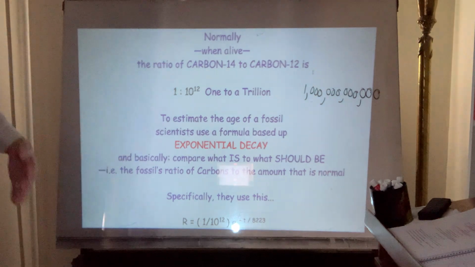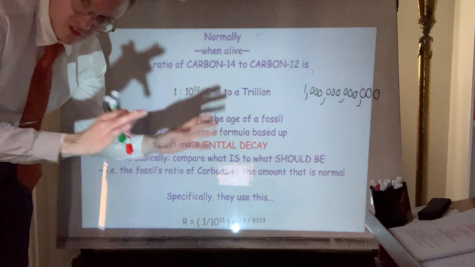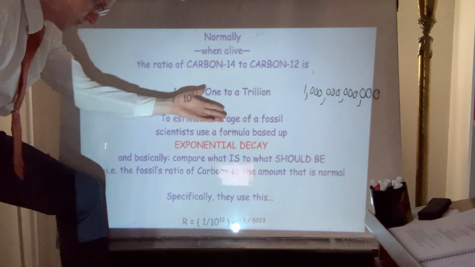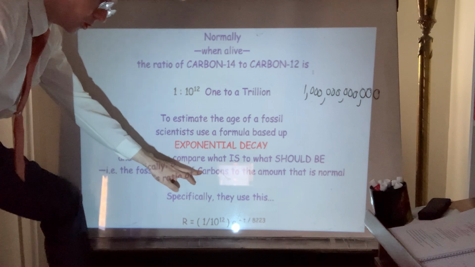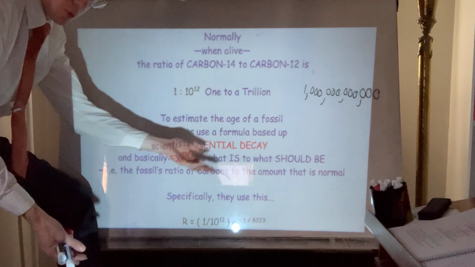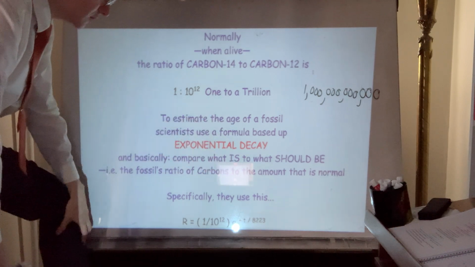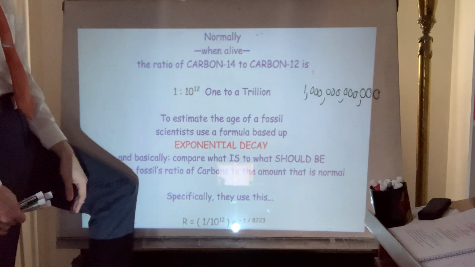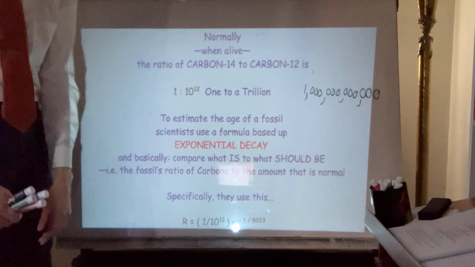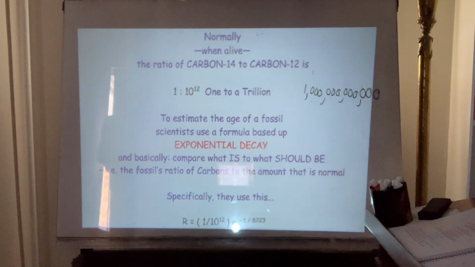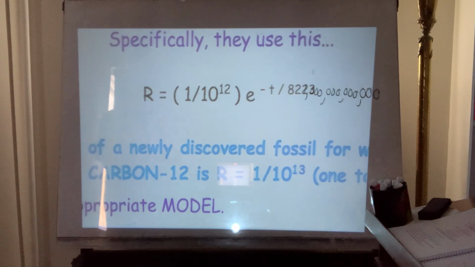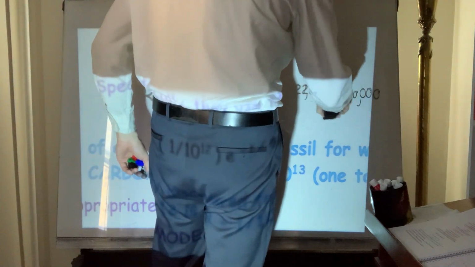And basically, compare what is the state of the ratio of carbons to what should be, all right? I.e. the fossil's ratio of carbons to the amount that is expected or normal, all right? Specifically, they use this incarnation of the exponential decay function. Right? So let me zoom up a little bit, or scroll up a bit here. Take a look at this for a moment. Okay? Get that out of the way. 3, 6, 9, 12, yep.